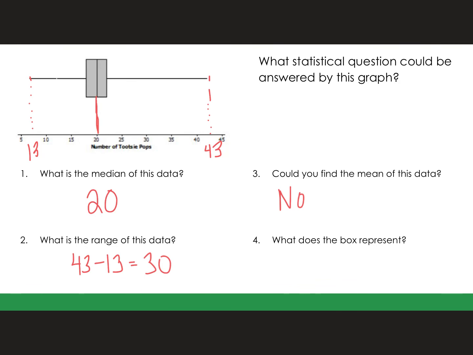What does the box represent? The box itself represents 50% of the data. So that means we have 50% of the data points fall in this tiny box. So that means the majority, well, not majority, but half of the data falls within that box.